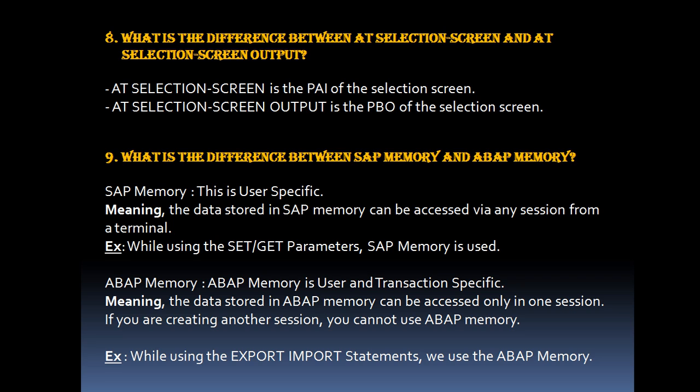Now when you talk of ABAP memory, this is user and transaction specific as well, which means that you can access this data in that respective session, and when you go to another session, this memory would not be accessed there. And this is used when we are using EXPORT or IMPORT statements in any of the programming, right? So this is where the difference between SAP memory and ABAP memory lies. ABAP memory is like on the go. Once you are off the session, your memory is not retrieved the same. You have a new memory coming in according to your transaction entered.